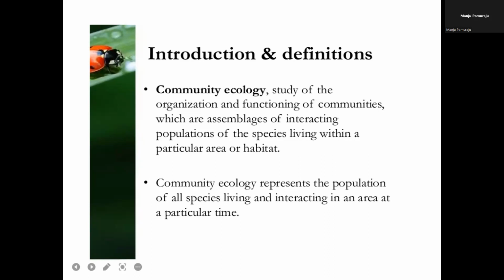We already discussed the levels of organization. It starts with species; a group of species constitutes the population, and a group of different populations constitutes the community. Community ecology is the interaction between different communities with their surroundings in a particular area. It represents the populations of all species of living organisms interacting in an area at a particular time.